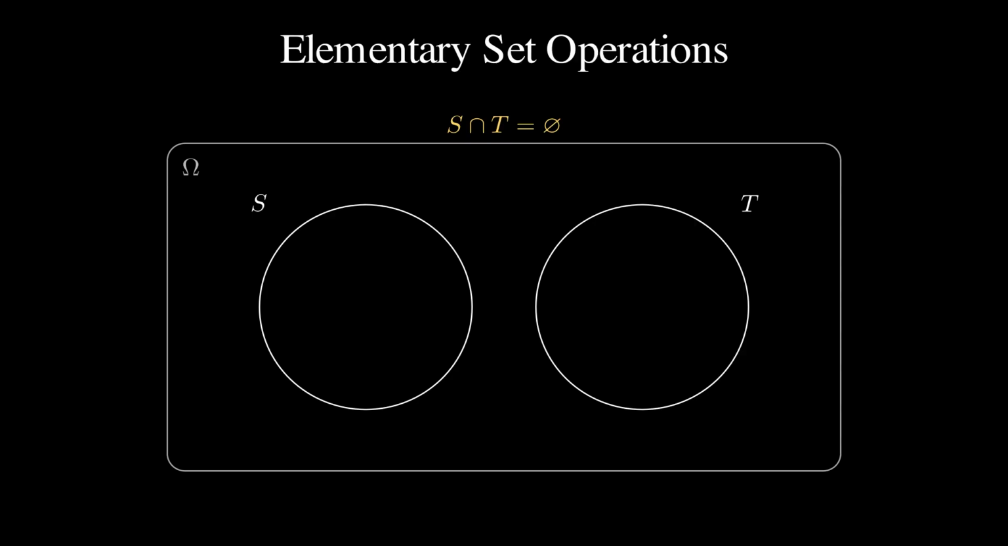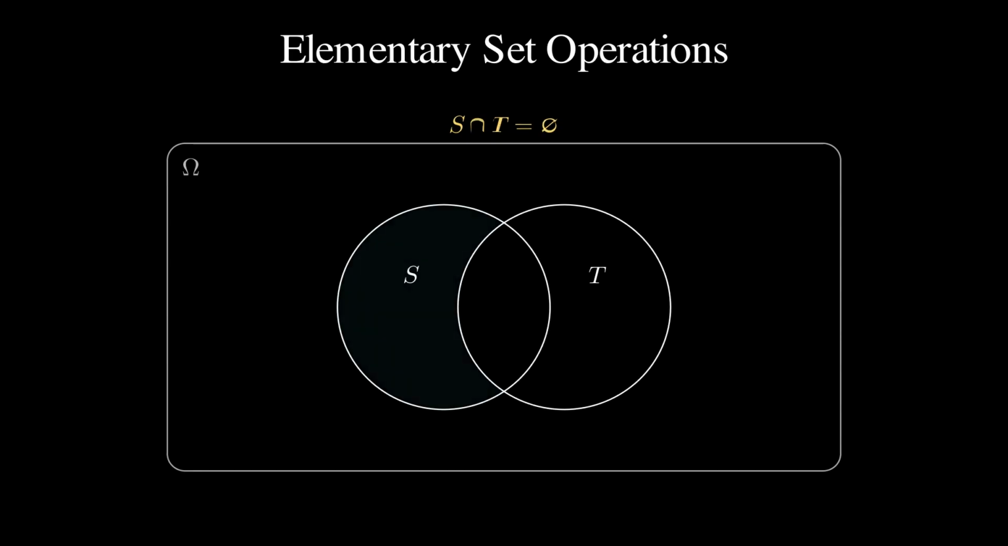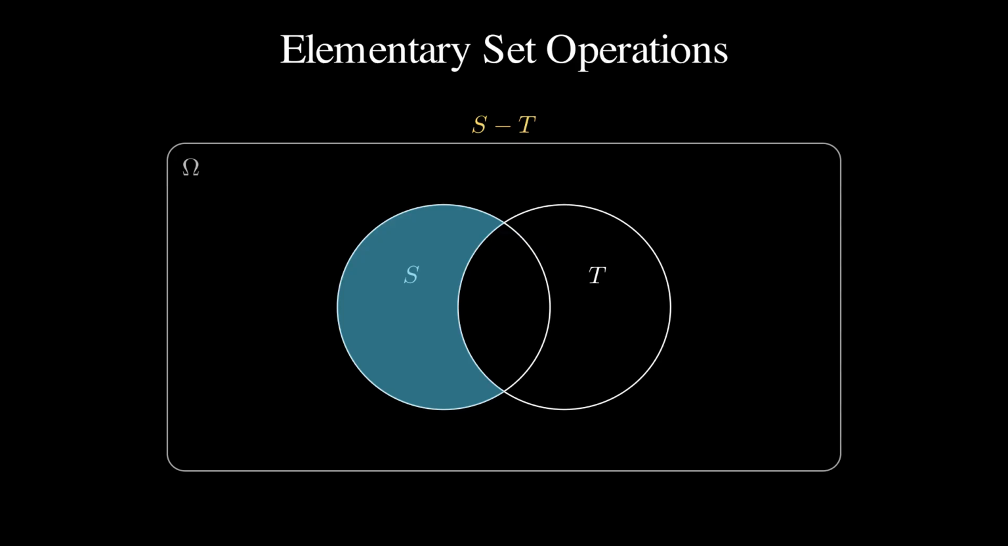Sometimes two sets share no elements at all. Their intersection is the empty set. We call such sets disjoint, and we will lean on disjointness again and again, because for disjoint events, probabilities simply add. Finally, bring the circles back together. The difference S minus T is the set of elements that are in S but not in T. Take the left circle and carve away the overlap. What remains is S minus T. This is also called the complement of T relative to S. The same idea as before, measured inside S instead of inside all of omega.